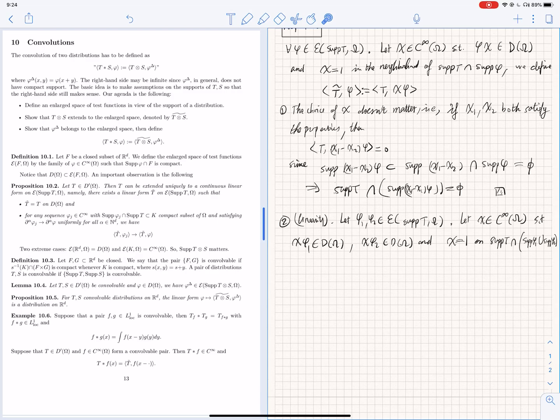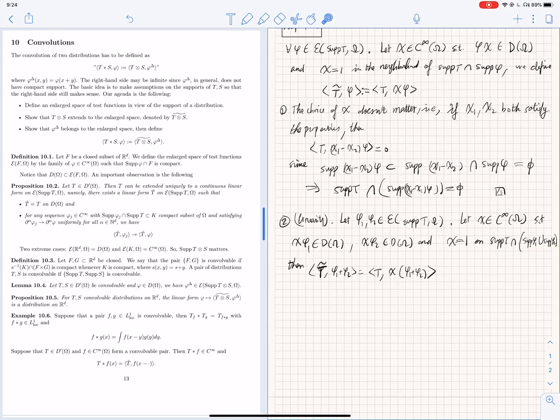So now we can compute T tilde applied to phi 1 plus phi 2. First of all, by the definition, it becomes T applied to chi times phi 1 plus phi 2. And by our choice, we know that this satisfies the property that it is a test function, and it is equal to 1 on this set, right?